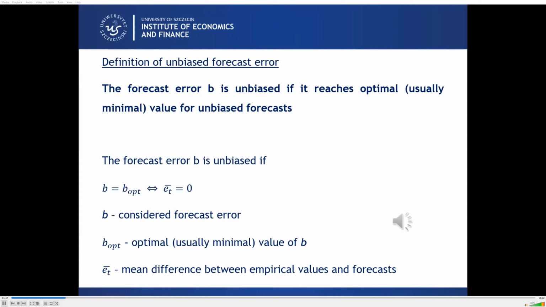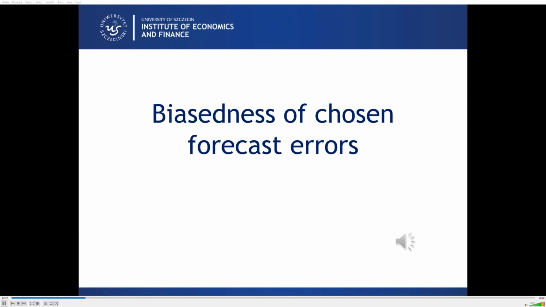Let me present the main point of my considerations. On this slide, the definition of unbiased forecast error is presented. According to this definition, the forecast error is unbiased if it reaches an optimal, usually minimal, value for unbiased forecasts. As you can see, this definition is also written in a more formal way by using mathematical symbols, but the content is exactly the same. To make the presented definition clearer, now I will discuss the biasedness of chosen forecast errors. At first the basic ones, such as mean square error, and later errors more useful in the intermittent demand context.